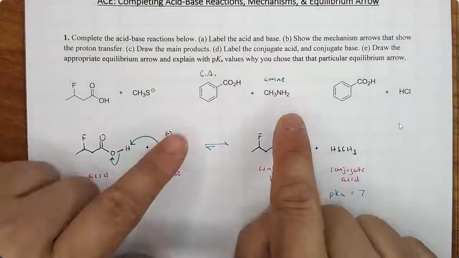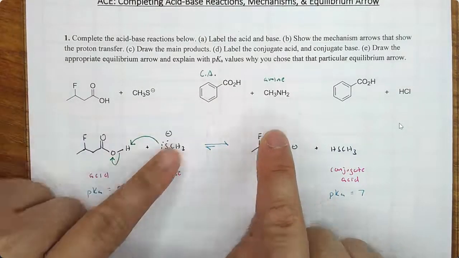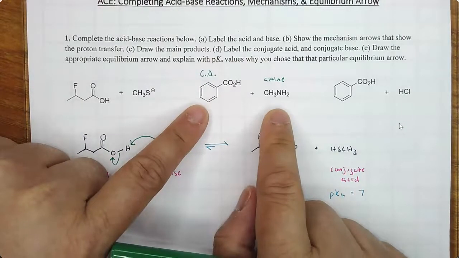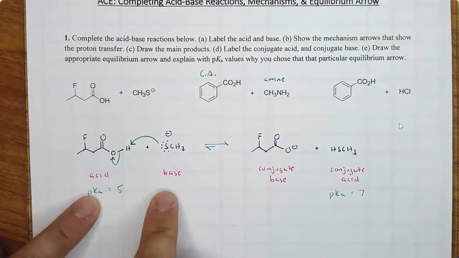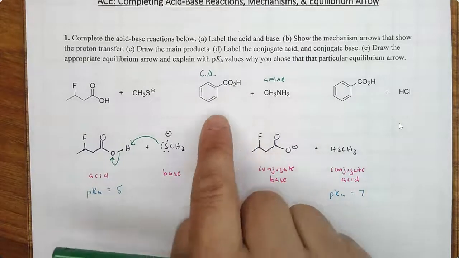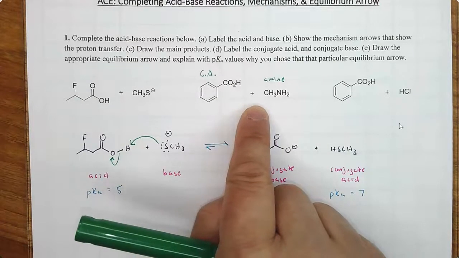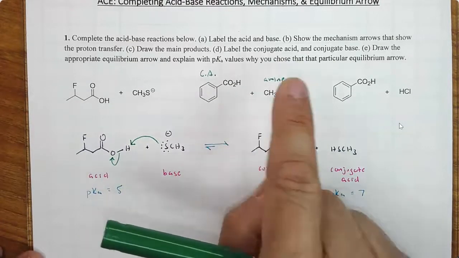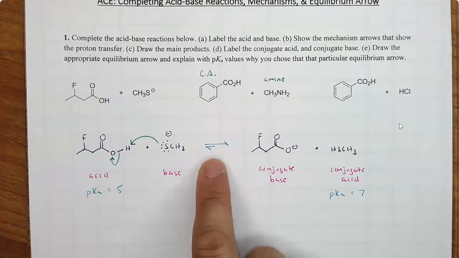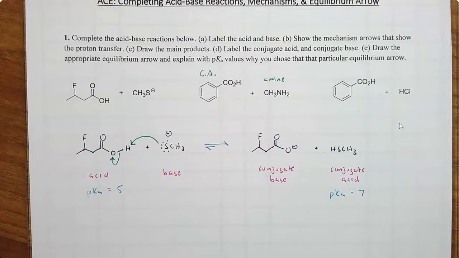I'm not looking up the pKa's to determine the equilibrium arrow just yet. I'm using the pKa's to tell me which one's the acid and which one's the base. For some problems, you will be looking at the pKa table twice. Once at the beginning to figure out which one's the acid and which one's the base, and once at the end to figure out the equilibrium arrow. Does it favor the right or the left?